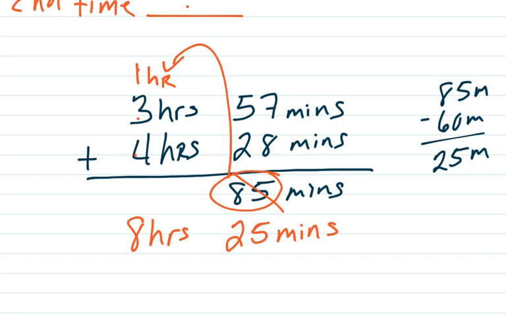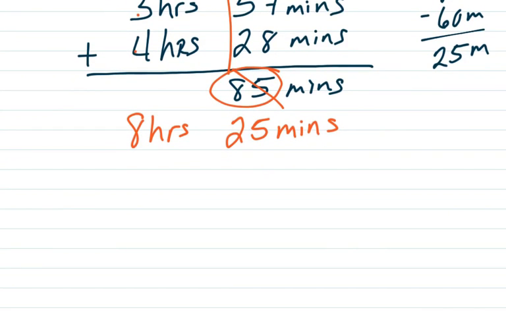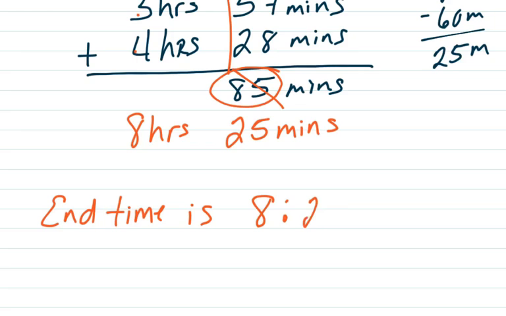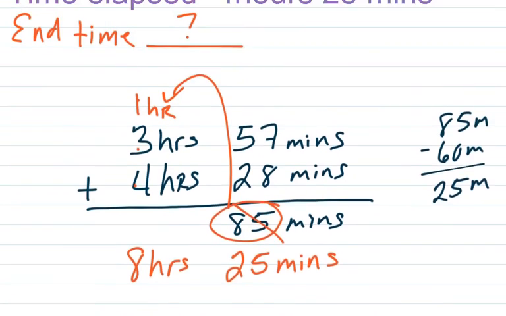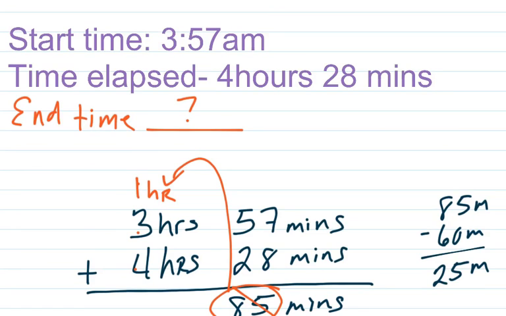And now the last thing I'm going to do, since I'm trying to find an end time that will be on the clock, is put this back into a digital time format. And so our end time is 8:25 a.m. And we write it right here.